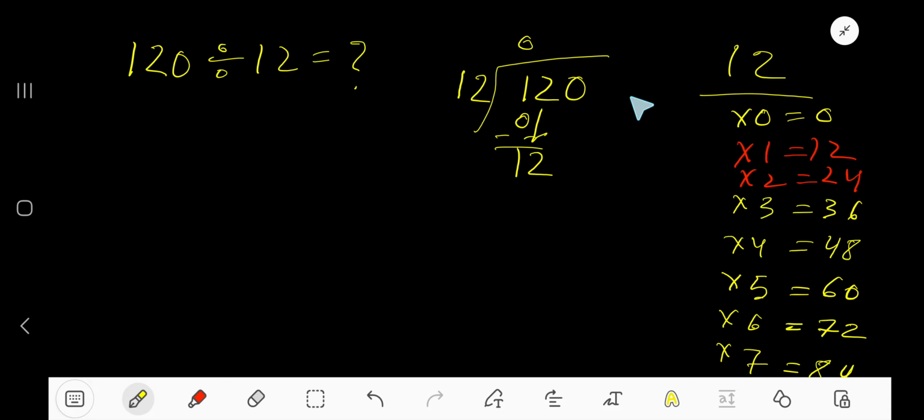12 goes into 12 how many times? 1 times. 1 times 12 is 12. Subtract, 0. Bring down this 0.